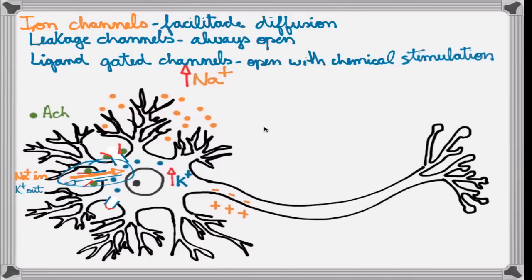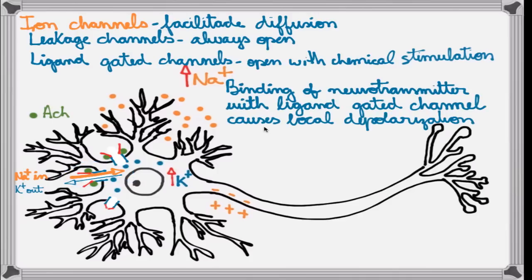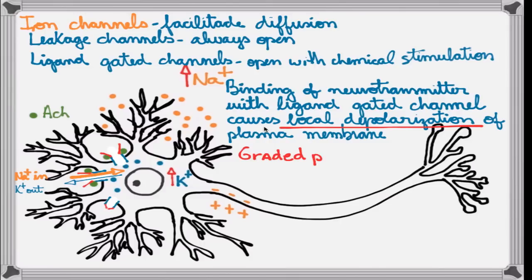The result of this is that the binding of this neurotransmitter with the ligand-gated channels causes a local depolarization of the plasma membrane. And here I introduce a new word, depolarization. The cell was polarized. You had more positive charges outside than you had inside. And I'm going to invert this relationship by putting more positive charges inside that cell. So this local depolarization of the plasma membrane is called graded potential. Graded potentials are local depolarizations that happen in the dendrites and the body of that cell.